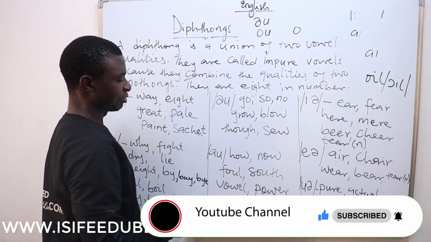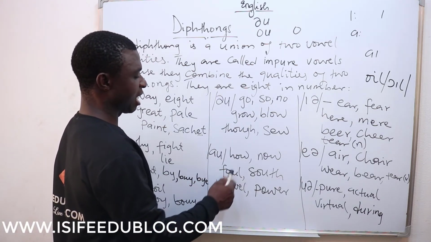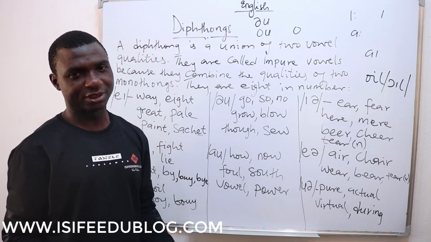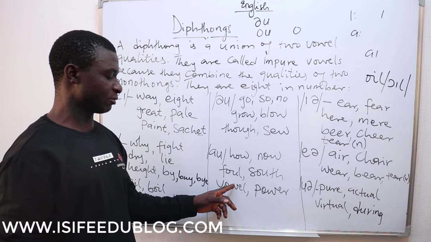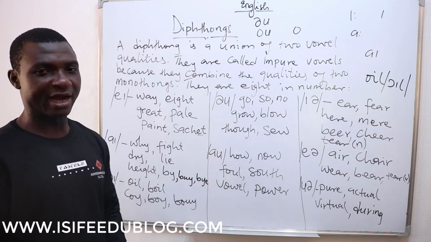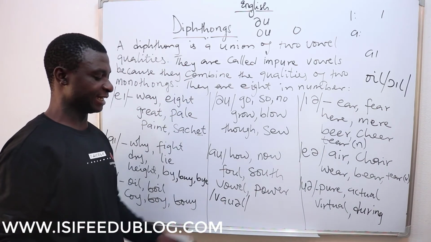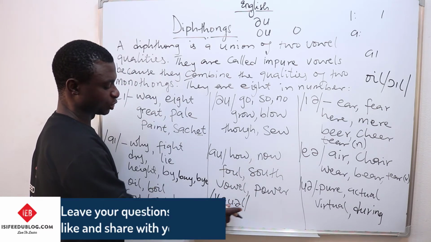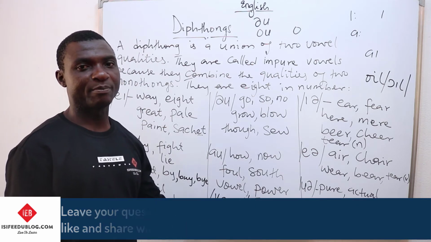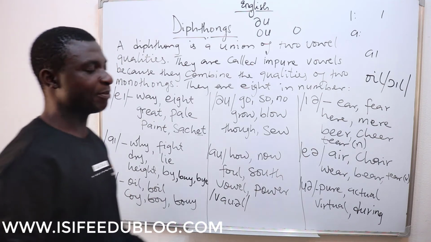Then, here we have /aʊ/. /aʊ/ is in how, now. So many people will add another N to now to pronounce it as noun. It is not noun. The word is now. Say foul, south. Vowel. So it is not vowel with a different sound. The word is vowel. So we move from the /a/ to another quality. Say power. Again, we mostly will say it differently, but we can better say power with /aʊ/.